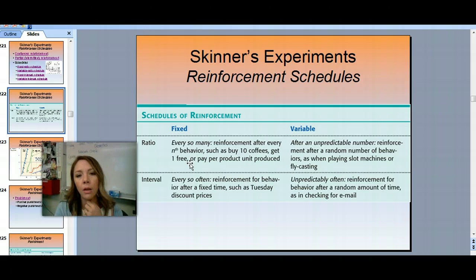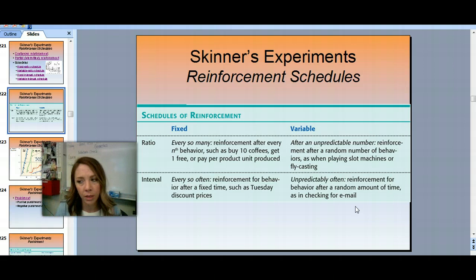So this is like playing a slot machine or fly casting. So after every so many times I cast my fly, or after every so many times I pull a lever, I get reinforced. Versus time, every so often. So reinforcement behavior is a fixed time, such as Tuesday I get discount prices, right? So every Tuesday or after a week I get discount prices. A variable amount of time is unpredictable, right? So reinforcement for behavior after a random amount of time, as in checking for email. So it's been a certain amount of time, I check for email, sometimes it's 5 minutes, sometimes it's 20 minutes before I get an email, so different amounts of time.